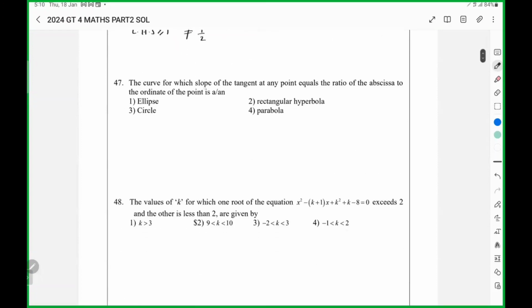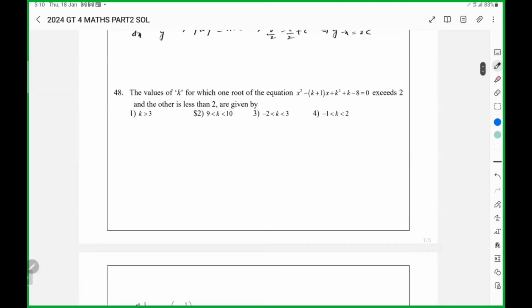So the curve for which slope of tangent at any point is equal to abscissa and ordinate: y dy is y square by 2, so y square minus x square is 2, which is a rectangular hyperbola.